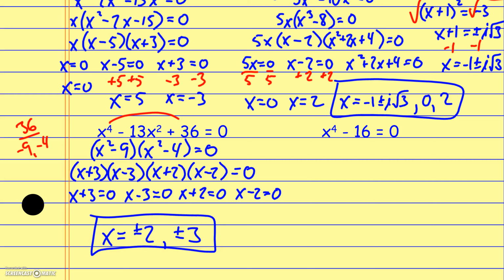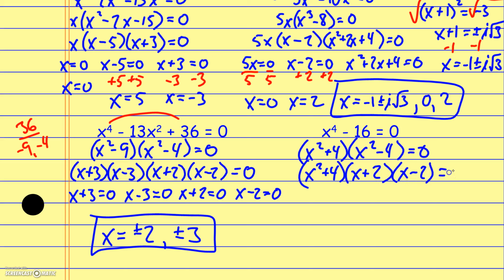All right. And if I take a look at the next one, this is a difference of squares, factors into an x squared plus 4 and an x squared minus 4. And then the x squared minus 4, that's also a difference of squares. So that factors into an x plus 2 and an x minus 2. Now I'm going to set each factor equal to 0. X squared plus 4 equals 0. The x plus 2 equals 0. The x minus 2 equals 0.